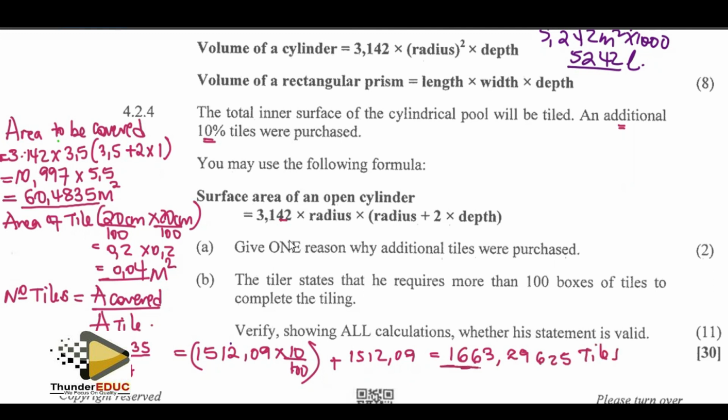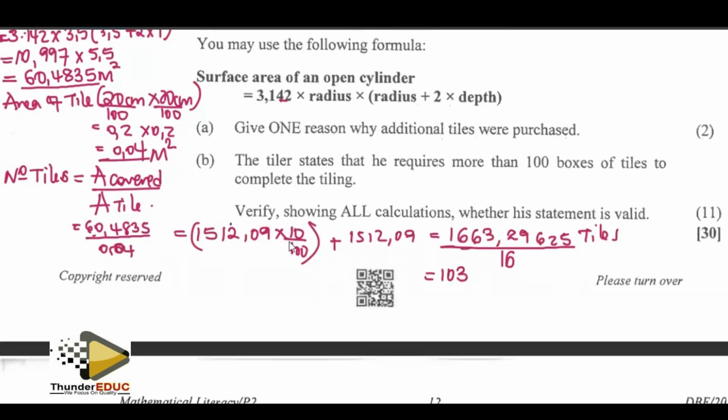We want to pack them in boxes, divide by 16 because one box carries 16. So the answer you get it as 103 boxes, 95. Remember, boxes are not sold in halves. So here we need 104 full boxes. That's what we need.